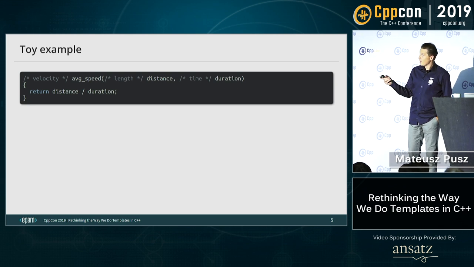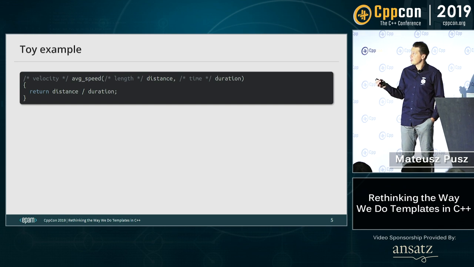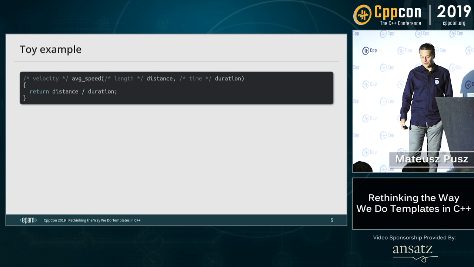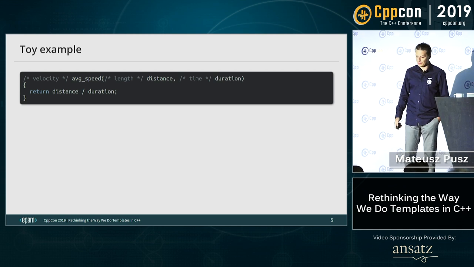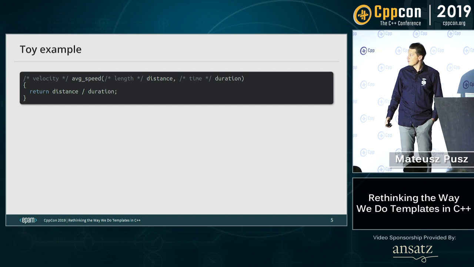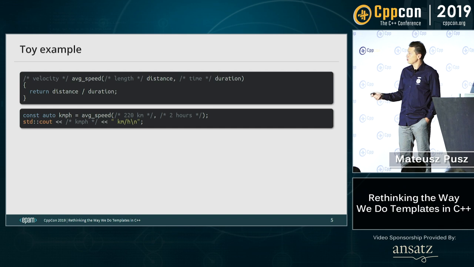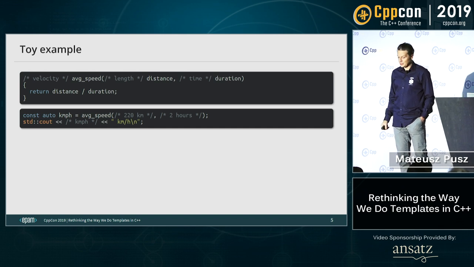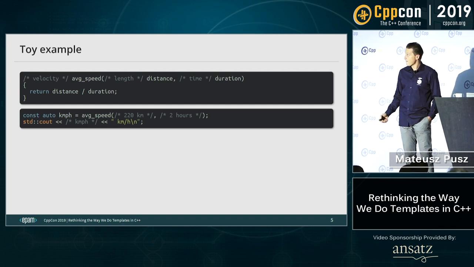The toy example, something really simple. We would like to create a function that calculates average speed based on the distance and duration provided by the user. Of course, it returns the velocity dimension, and the equation is really simple for this case: distance divided by the duration. So this is what I would like to achieve. I would like to have average speed, provide it with things like 220 kilometers, 2 hours, and get the speed in kilometers per hour.